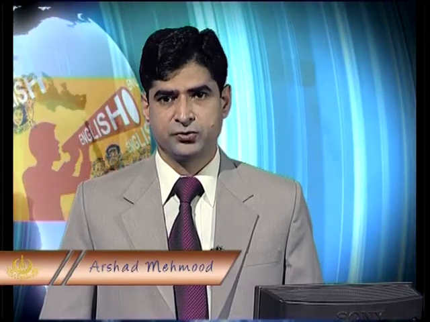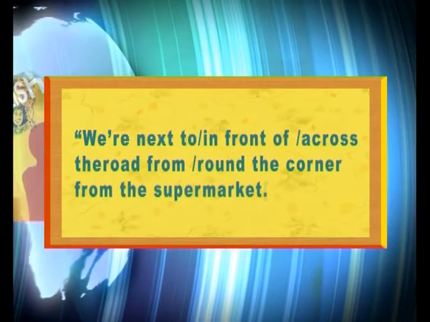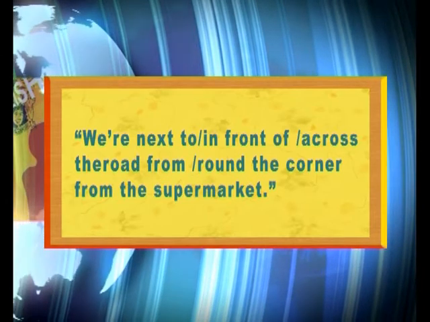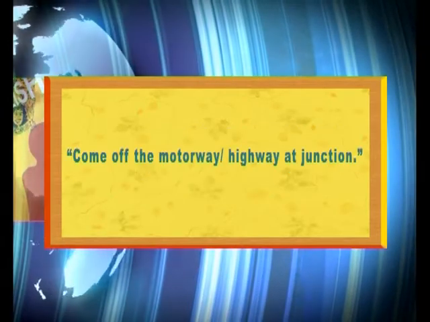Now, I would like to use some more words like next, front, to convey these instructions. For example, you're talking to somebody on telephone and you're standing near a supermarket. You've got different ways. You can say, we're next to the supermarket. You can say, we're standing in front of the supermarket. And we are standing across the road near the supermarket, or we are around the corner near the supermarket. Different ways. Or come off the motorway, or come off the highway at junction. Off here has to be with double F, come off. And this off is a preposition here that is used quite technically, and if you know, you can correct many of your mistakes.